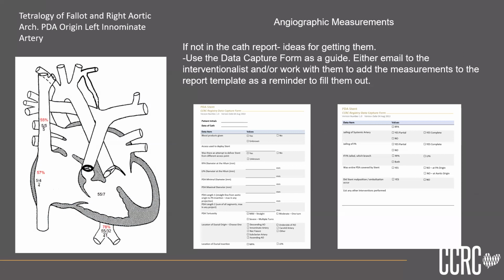And I like this picture because this is a simple tetralogy, quote unquote simple, but the basic tetralogy, but it has a right aortic arch and the duct, as you can see, comes off the left innominate artery. Most of the time, the PDA will come from the underside or near the aorta somewhere. In this kid, it did not.